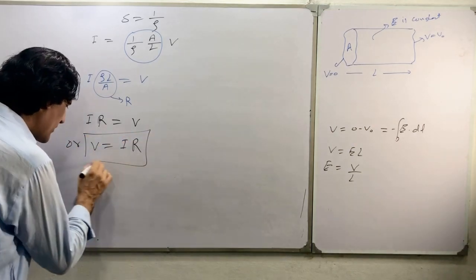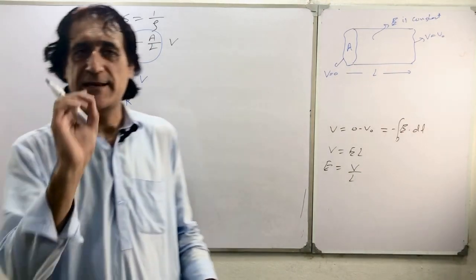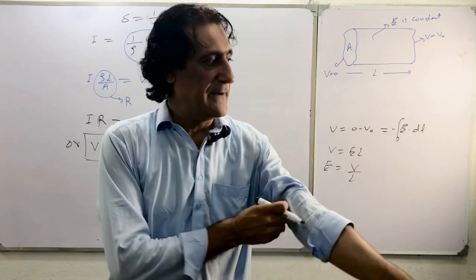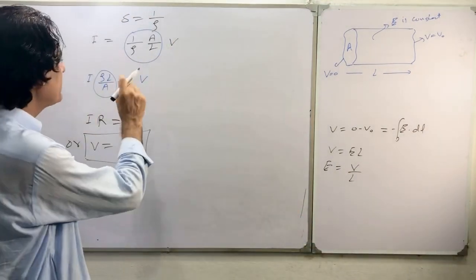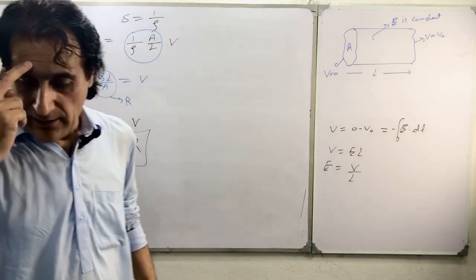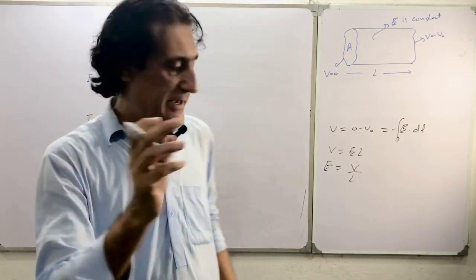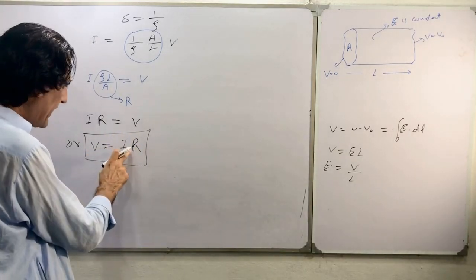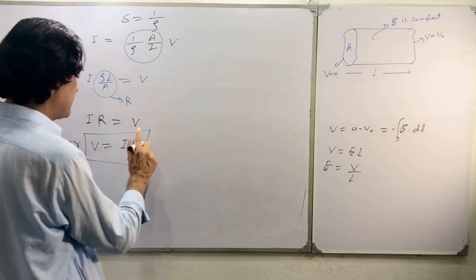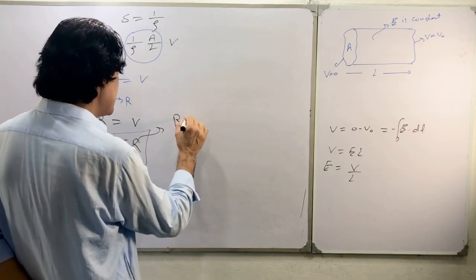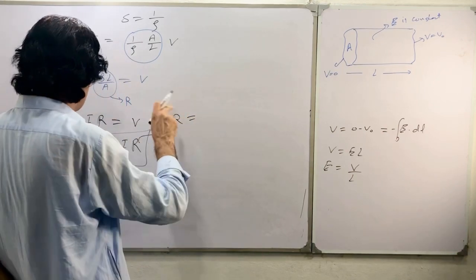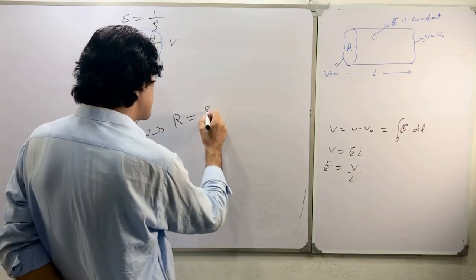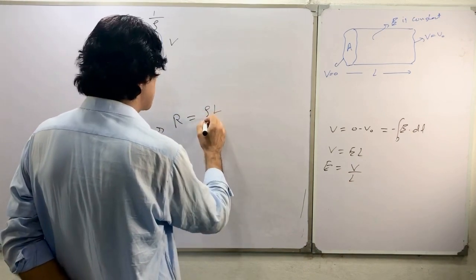So we start from J is equal to sigma E, and we get the result V is equal to I R, and this R is the resistance of the material, and this resistance depends upon these kinds of things.